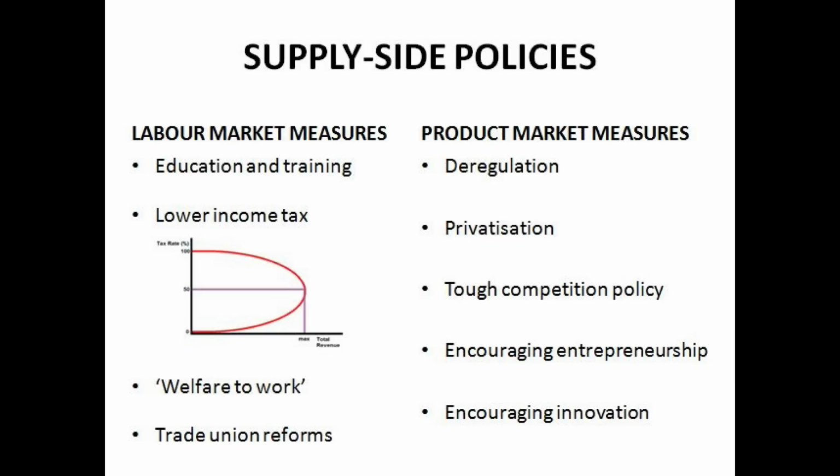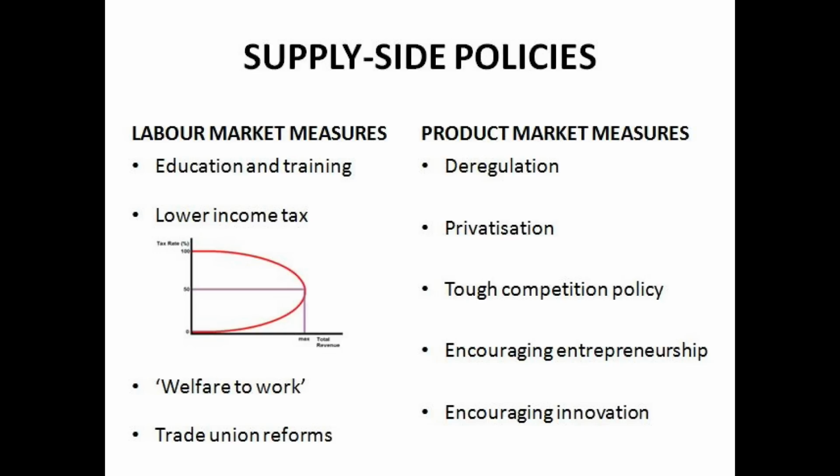Moving on to product market measures, which are essentially designed to increase competition and efficiency through increasing the productivity of industries. And we've got lots of lovely examples here as well. So this isn't to do with the people, this is to do with the actual industries themselves. Deregulation is a big one, essentially removing barriers to entry and promoting competition.